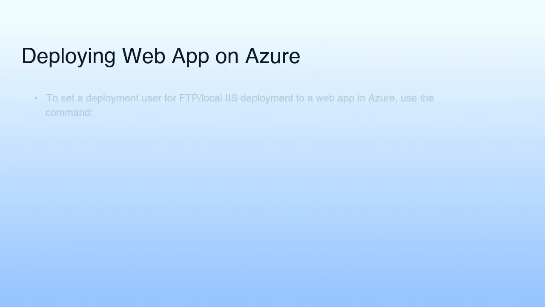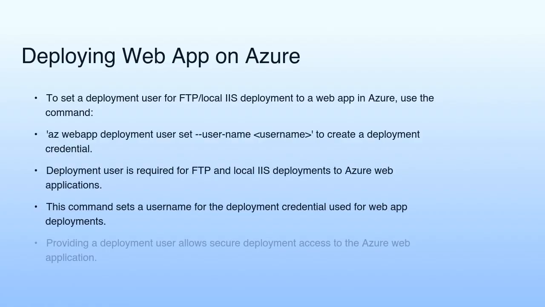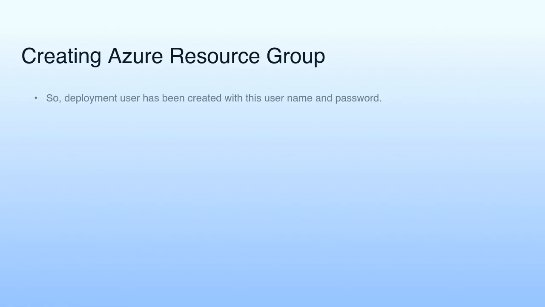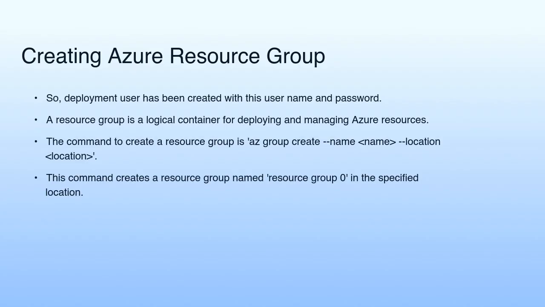With the Hello World application running successfully, we are ready to deploy it to the Microsoft Azure portal for hosting as a web application. Before deploying, we need to set a deployment user for secure FTP and local IIS access to our Azure web app. This is done using this web app deployment user set command.